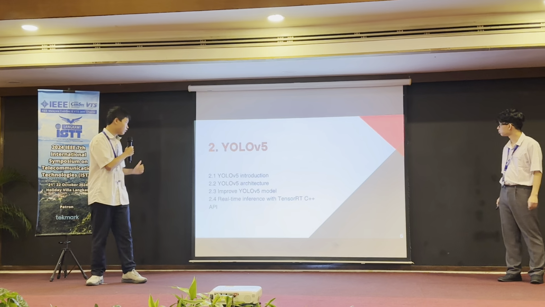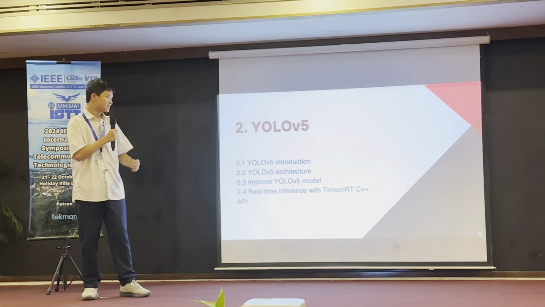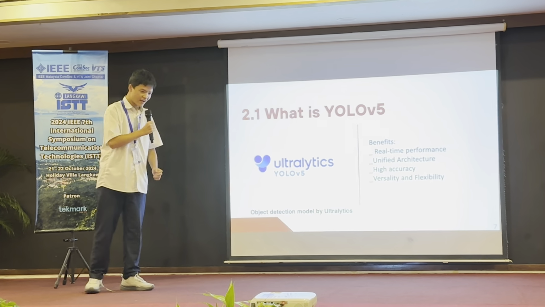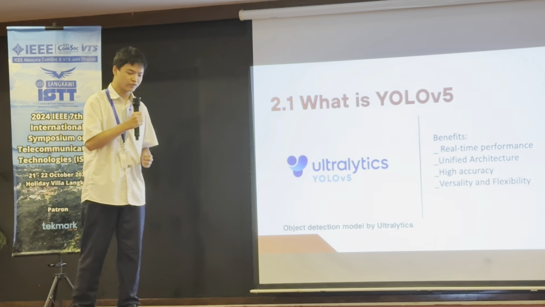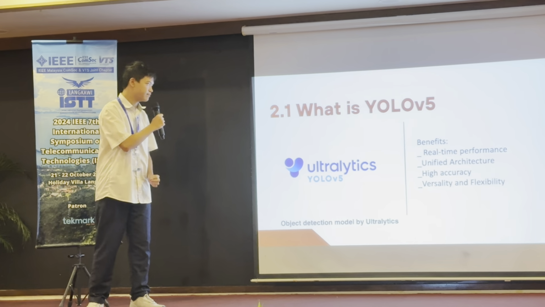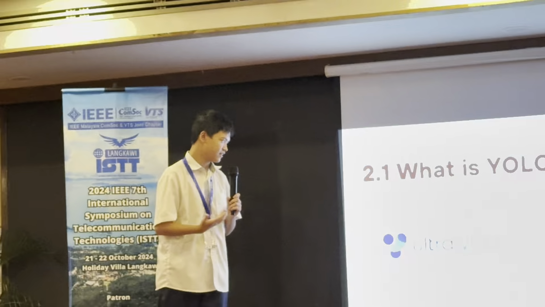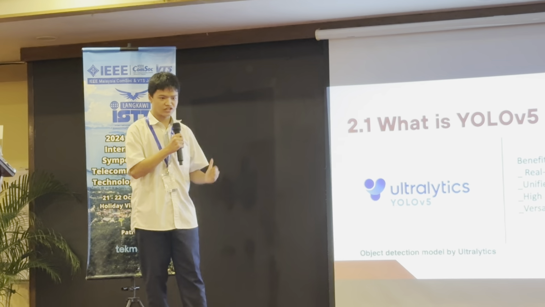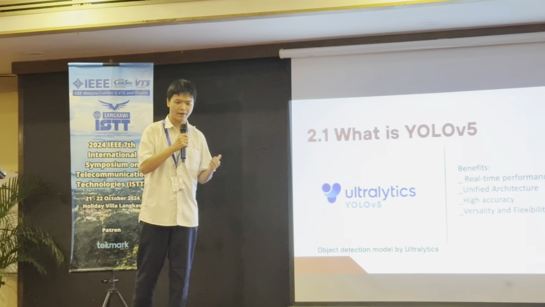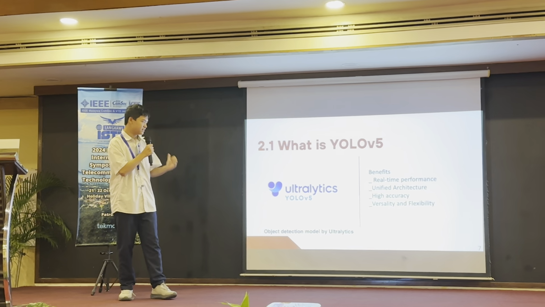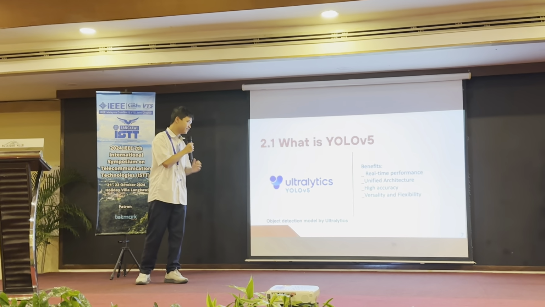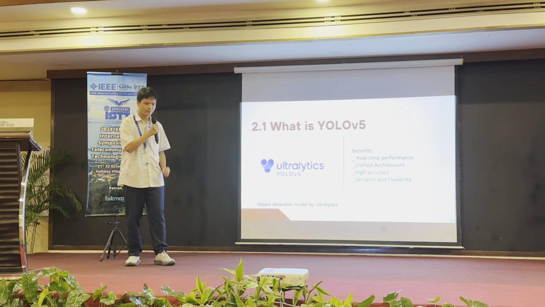So now, what is YOLOv5? YOLOv5 is the You Only Look Once model developed by the Ultralytics research team. Like other models in their family, they have many benefits in object detection. First of all, their real-time performance is really high and very accurate. Their architecture is unified and they have a simple pipeline. The high accuracy I have also talked about, and the versatility and flexibility of the YOLOv5 model.